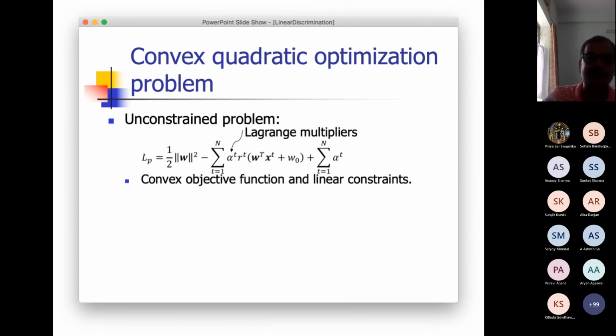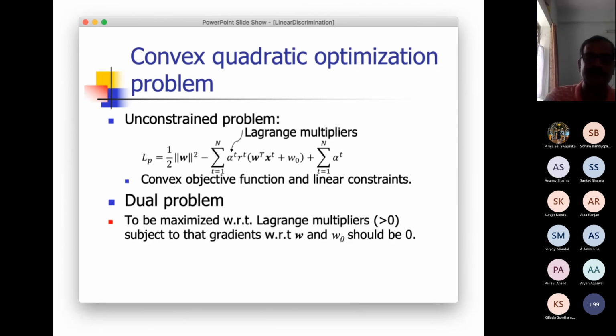Once again, it's a summary of that. As I mentioned, it's a convex objective function and you have linear constraints. So the dual problem is that you can maximize with respect to Lagrange multipliers, all positive Lagrange multipliers, subject to the gradients with respect to W and W naught being 0. So this is the constraint once again. The Lagrange multipliers should be positive. That is the constraint you put there. So in the dual problem, you have this.